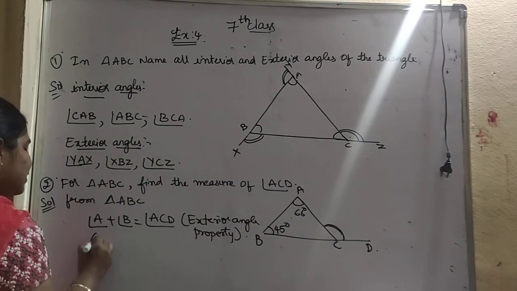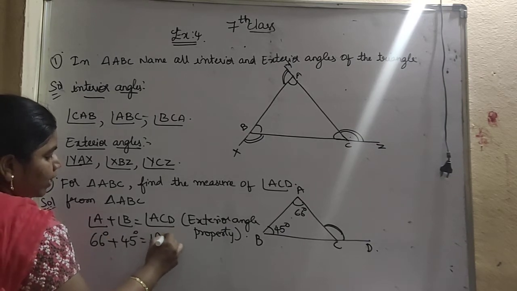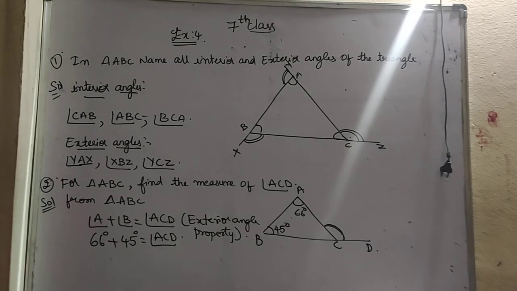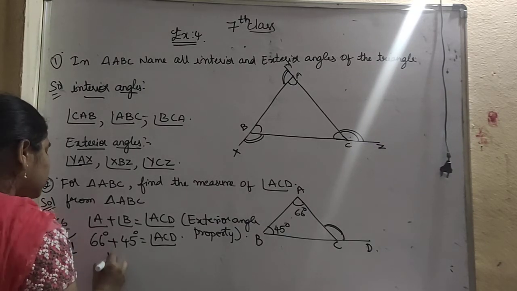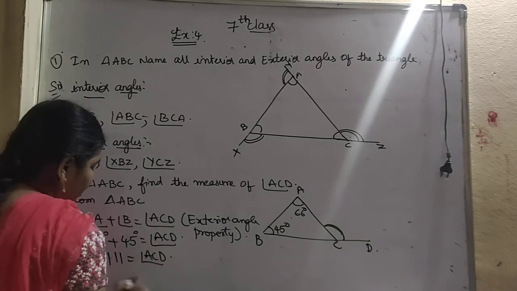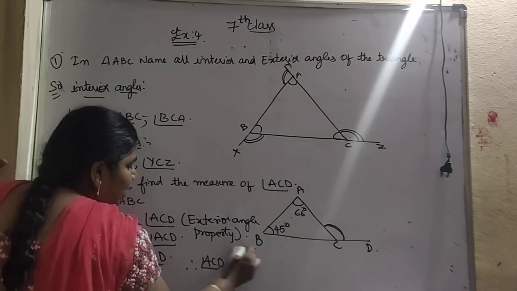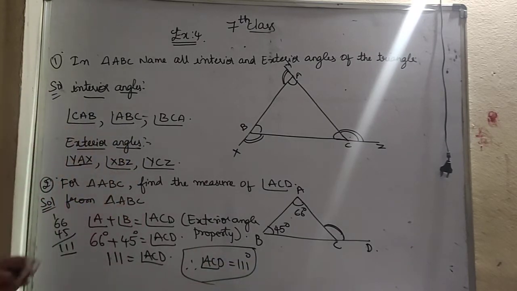So angle A is 66, angle B is 45. So this one we have to find. So 66 plus 45 is how much? It will be 111. So 111 will be equal to angle ACD. So what we got? Therefore angle ACD is equal to 111. So this is our second solution. Next one is the third one.